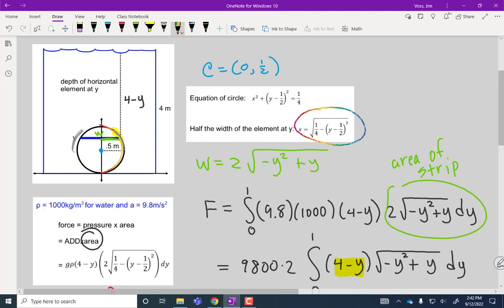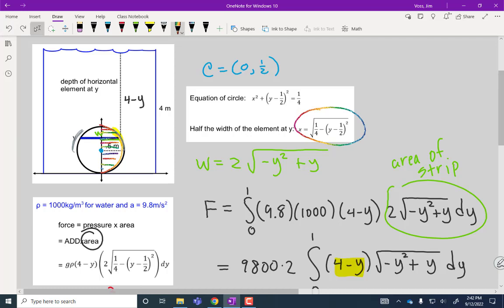Area of the semicircle. Right? That curve is right there, and if you integrate it, you're going to get this area. From 0 up to 1, you're going to find the area between that curve and the y-axis. Oh, that's the area of a semicircle, and that semicircle has radius 1/2.